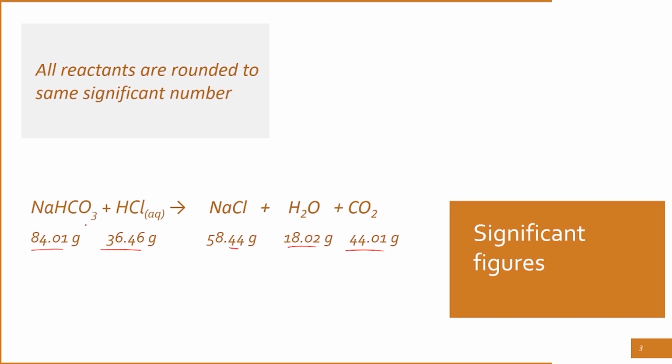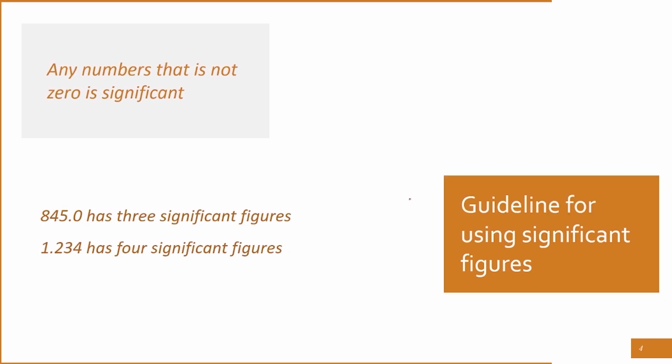84.01 grams sodium bicarbonate reacts with 36.46 grams hydrogen chloride. When we record the data for the produced sodium chloride, we should round off the result to four significant figures, 58.44 grams. Let's look at these guidelines that can help you to determine the significant figures of your digit number.